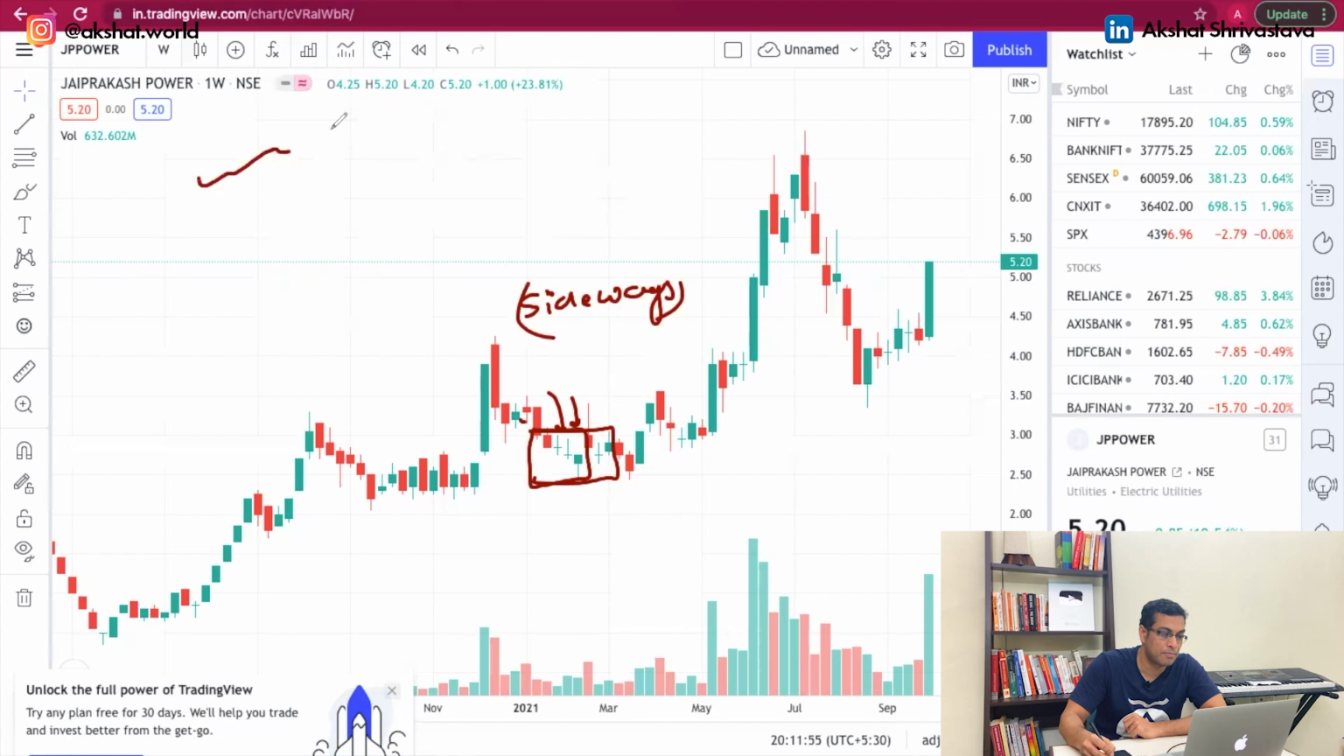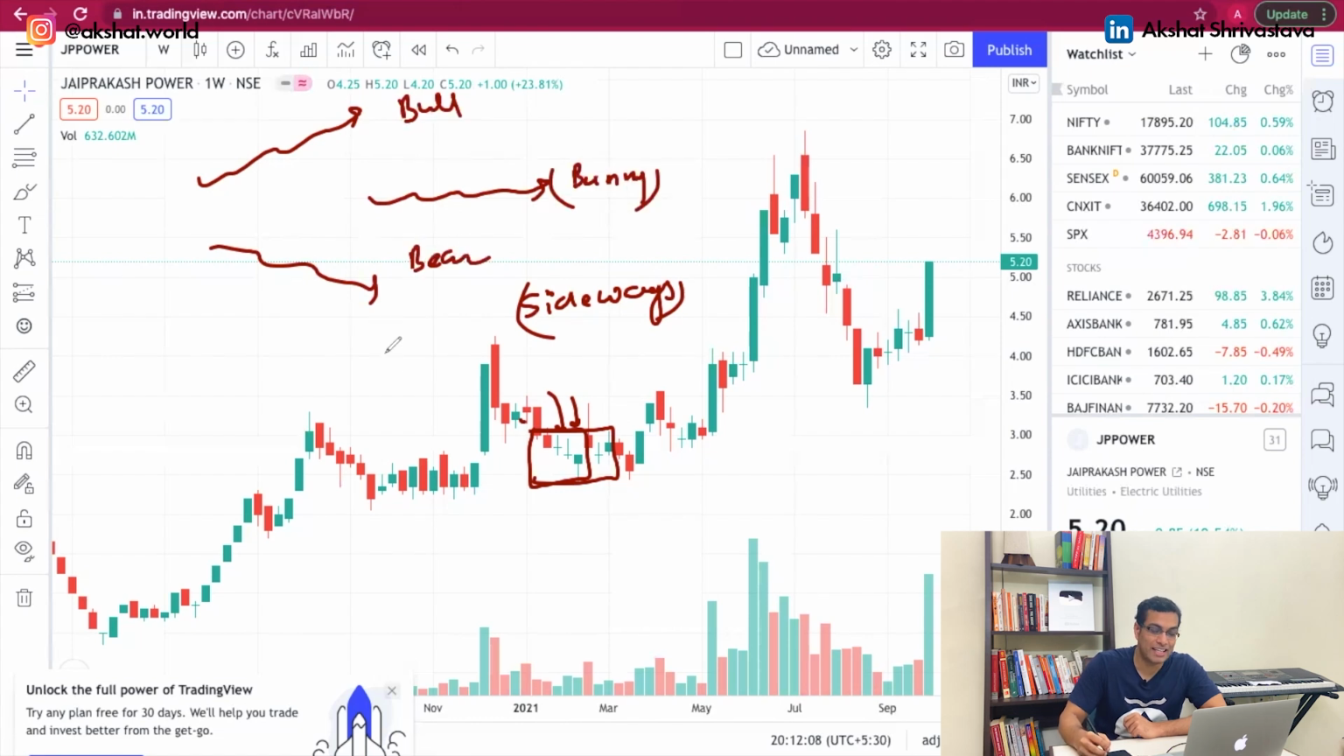Sideways means that this is an uptrend, this is a downtrend, and this is a sideways trend. This is called a bull, this is called a bear, and this is called a bunny. These are somewhat the technical definitions. So you can find 3 Dojis here in a bunch and the market has rarely moved for a very, very long period of time. And please remember, this is a weekly candle, not a daily candle. So this was a long period of time in which this stock traded in this zone.